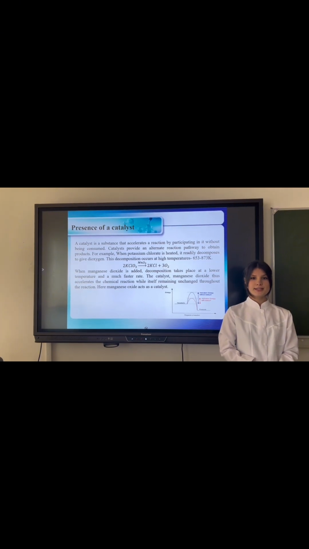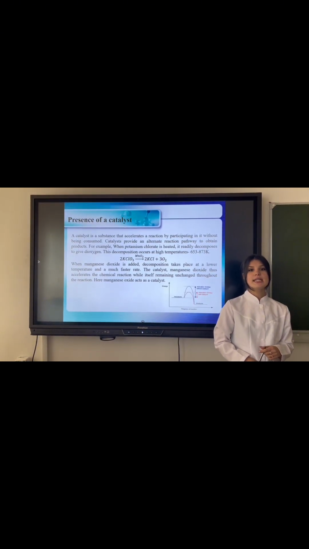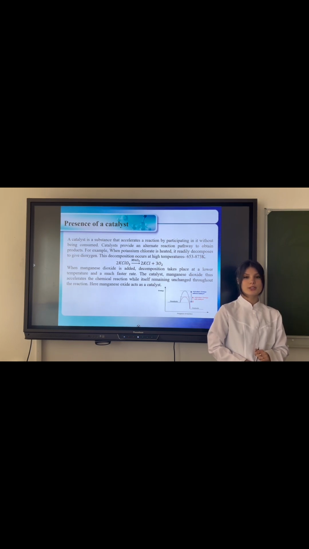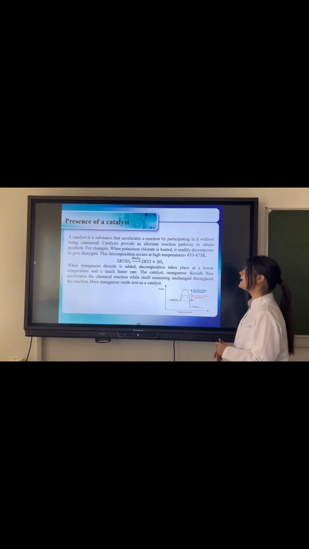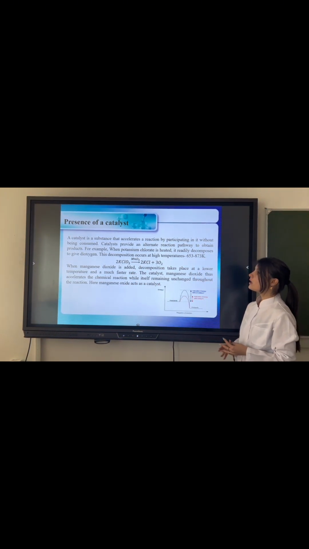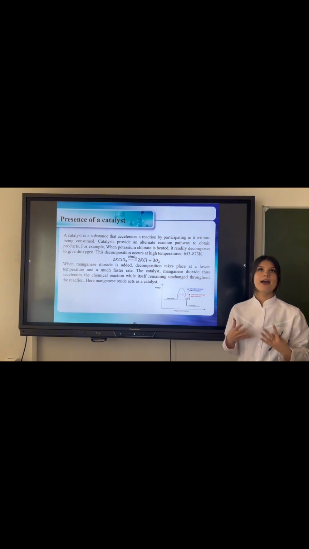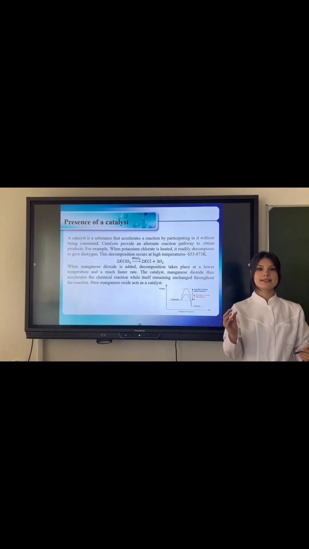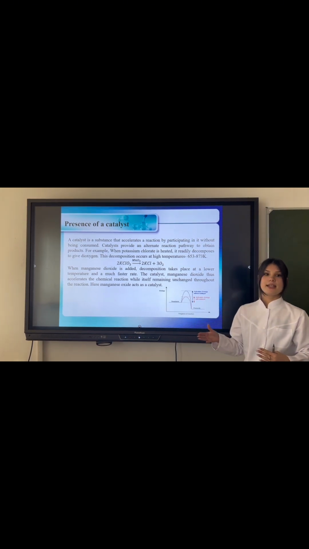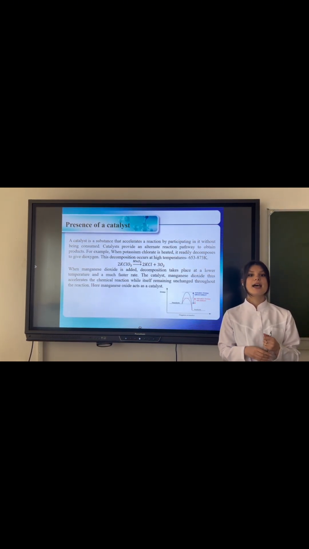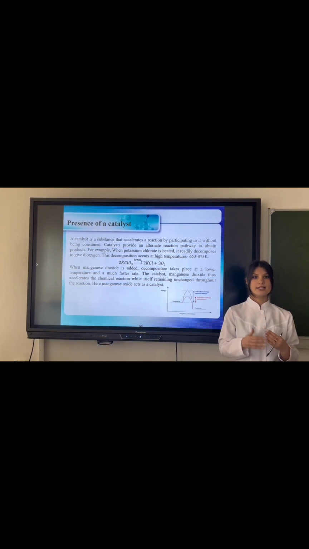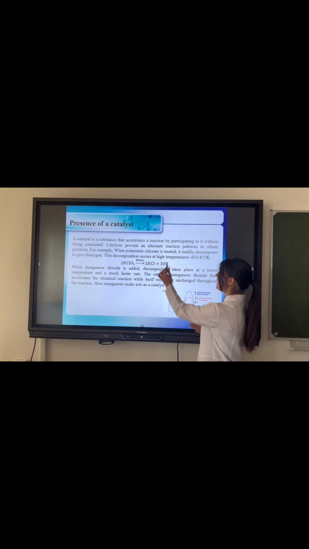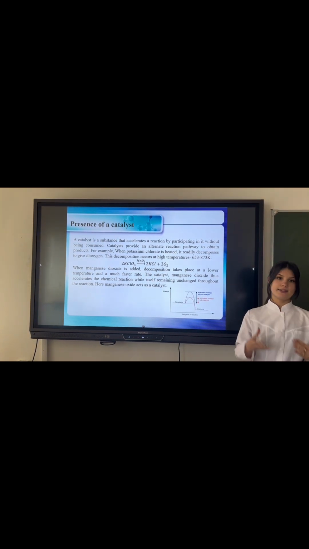A catalyst is a substance that accelerates a reaction by participation in it without being consumed. Catalysts provide an alternate reaction pathway to obtain product. For example, when potassium chlorate is heated, it readily decomposes to give oxygen. The decomposition occurs at high temperature. When manganese dioxide is added, decomposition takes place at lower temperature and a much faster rate. The catalyst manganese dioxide thus accelerates the chemical reaction while itself remaining unchanged throughout the reaction. Here, manganese dioxide acts as a catalyst.